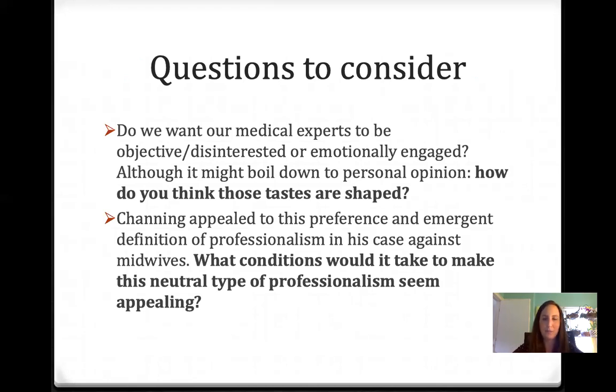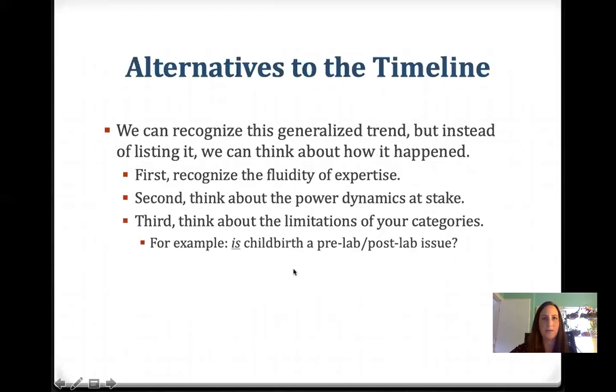Channing appealed to this preference for disinterestedness and an emergent definition of professionalism in his case against midwives. What conditions would it take to make this neutral type of professionalism seem appealing? So what patients would appreciate a doctor who seems less sympathetic and more disinterested? What are the cultural conditions that make us think of that disinterest as more scientific and better for the patient? Again, I'm not going to answer that question for you. That's something I want you to consider.